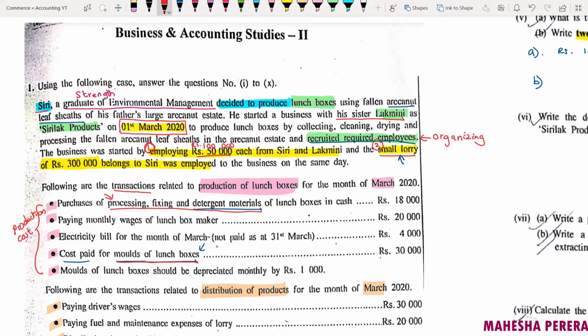This is the reason why I circled, because normally you get a question under accounting as at 1st of March or whatever the month. So once you circle it, you can easily find the transactions that happened on the very first day. So here we need to write two assets. So definitely you can write cash and this lorry.